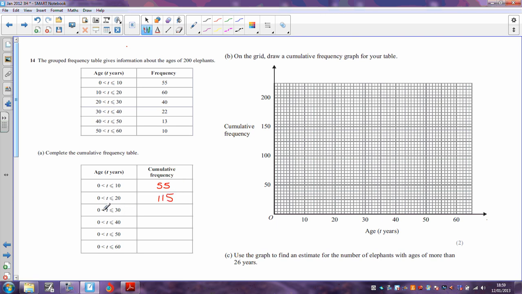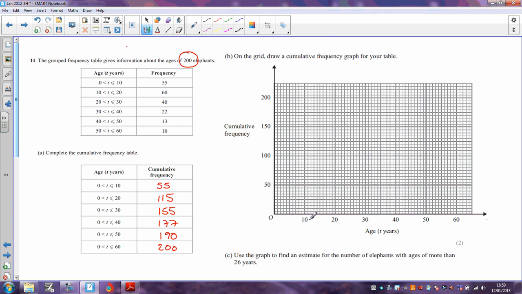How many elephants are less than 30 years old? Well, that's adding on the next number, so 55 plus 60 plus 40, so adding another 40 to this, which is 155. And then we can carry on. Less than 40 is 155 plus 22, so 177. Less than 50 is 177 plus 30, which is 190. And then less than or equal to 60 is just adding on this extra 10, which is 200. Remember, this number must be the same as this total.